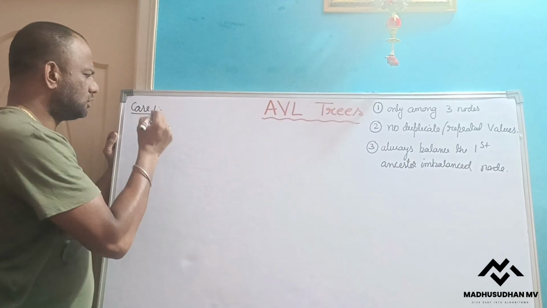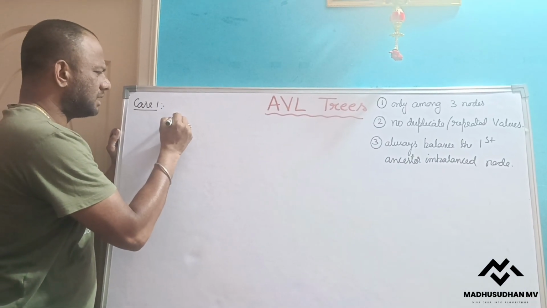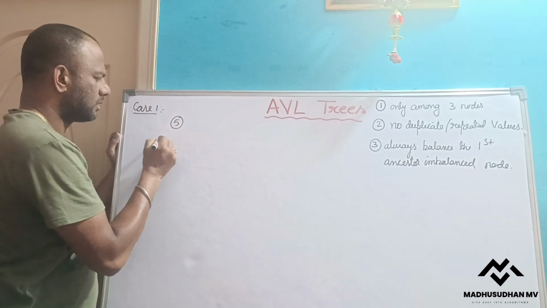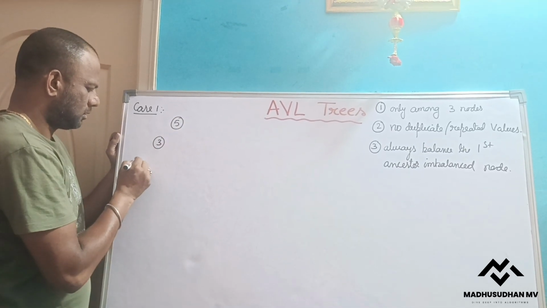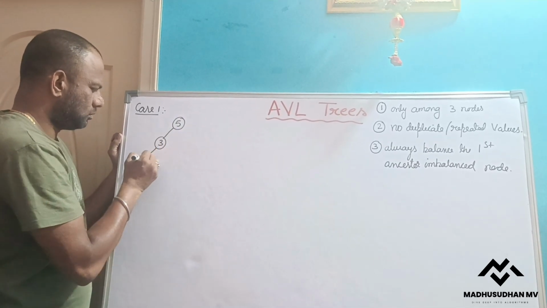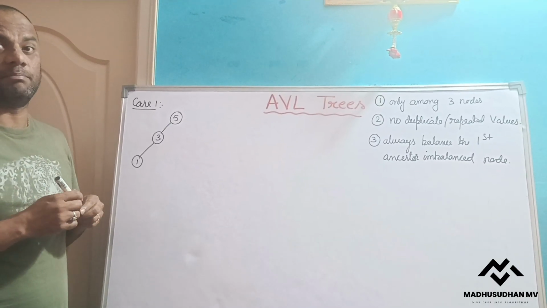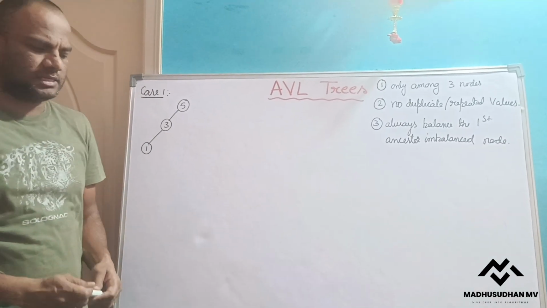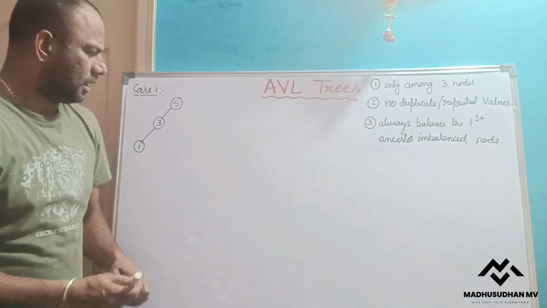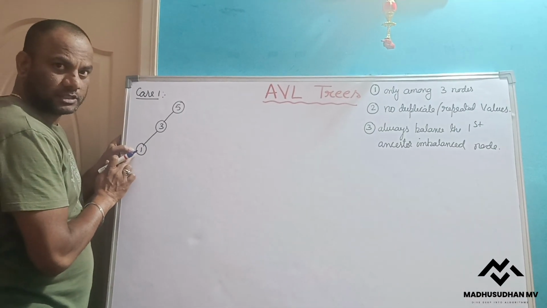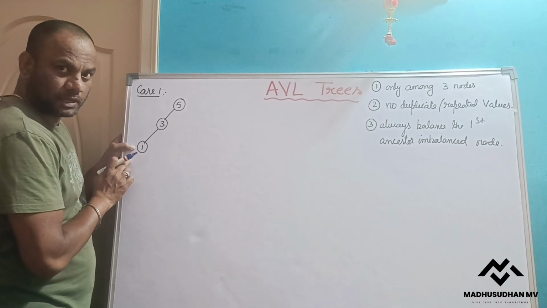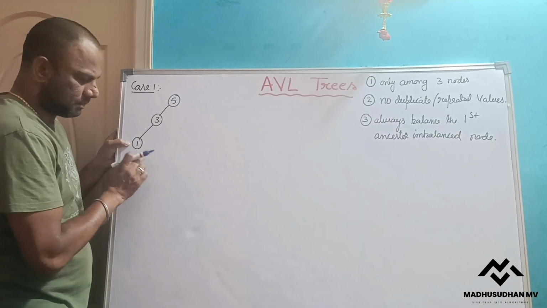Case 1. Assume my elements are like this, say 5, 3, 1. Assume this is my binary search tree. Now first of all, calculate the balance factor. Let us see whether it is balanced or imbalanced. Now calculate the balance factor of this one. How to calculate? Height of left subtree minus height of right subtree.